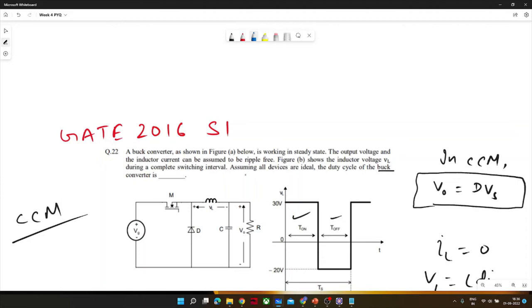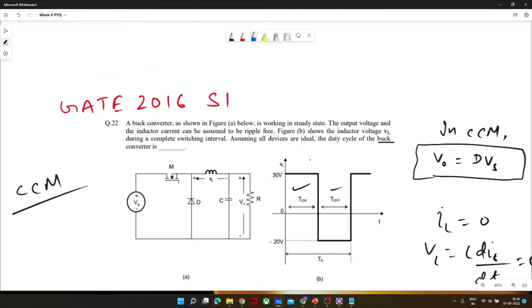Now, the VL waveform is also given. This is the VL waveform. And assume all devices are ideal. We have to calculate the duty cycle of the buck converter. If it is continuous conduction mode, we can go ahead and calculate Vg minus V naught, and D is equal to V naught by Vs.